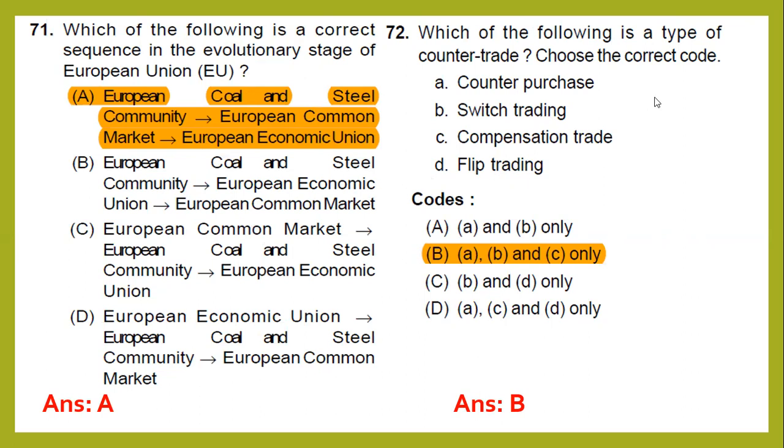Now 72nd question, which of the following is a type of counter trade? Choose the correct code. So the correct code is A, B, C: counter purchase, switch trading, and compensation trade. So flip trading is not there. So therefore, the correct option is ABC related to the B option. 72nd question, the correct option is B.